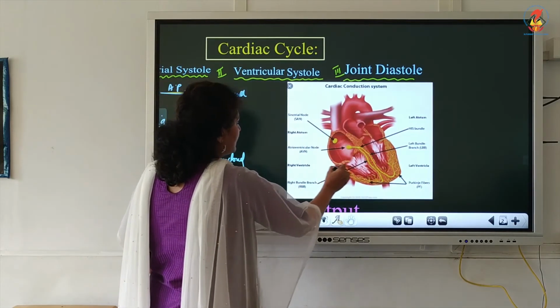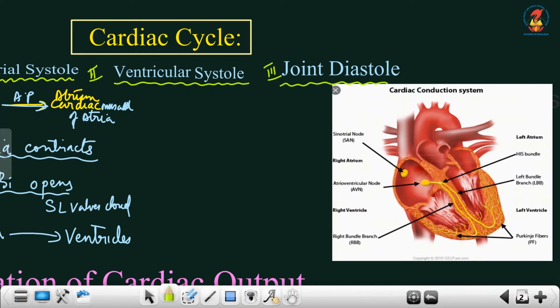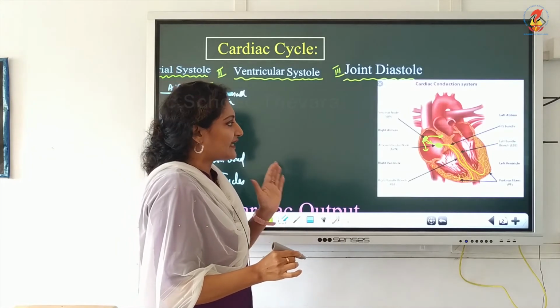Again with the help of the diagram. Now I told you the action potential was generated and propagated only to the atria. It has not reached the ventricles. How will it reach the ventricles? This action potential is picked up by the AV node. See, I told you there is another patch of nodal tissue at the lower left corner of the right atrium called the AV node.